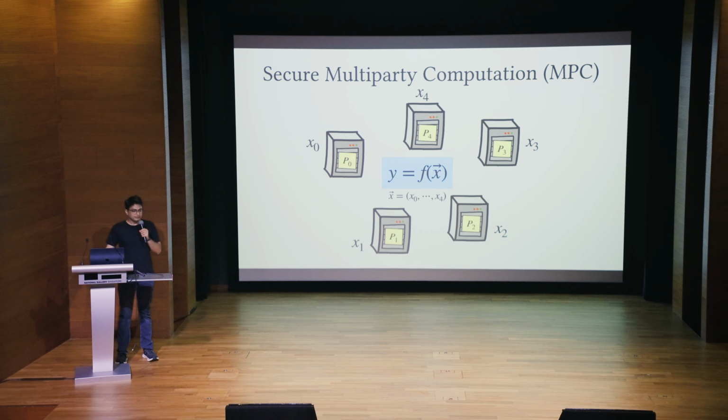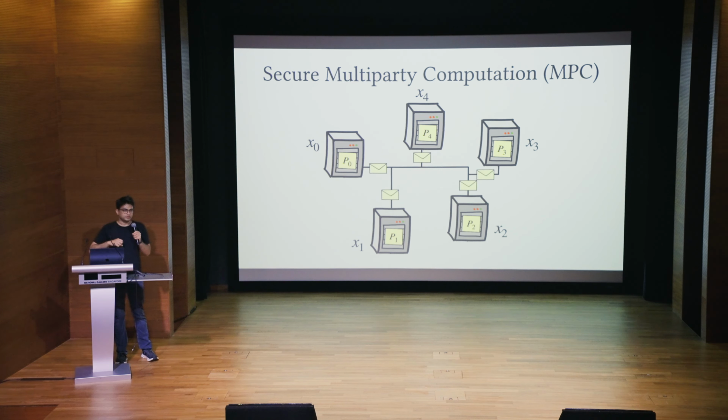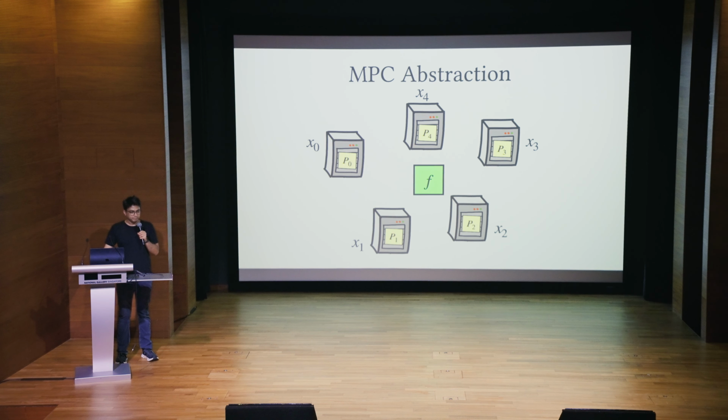At a high level, MPC allows for the following situation. Each of these different nodes all hold some sort of private input, right? And they want to compute some function f on their joint inputs without really revealing their inputs to each other. Right? So how they do this is that they follow some protocol by which they generate some messages, exchange these messages, and at the end, the output of the computation drops out.